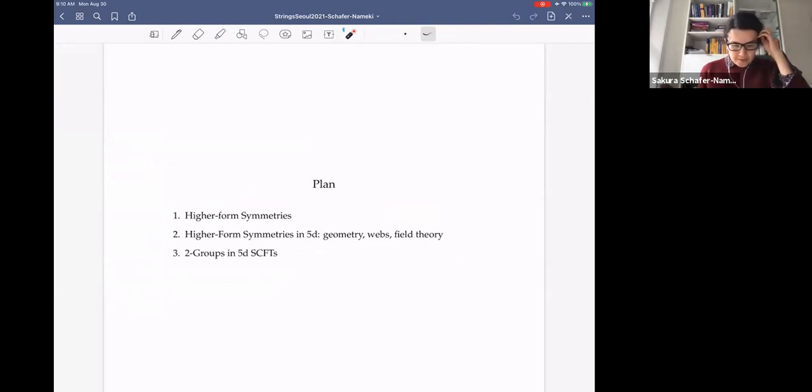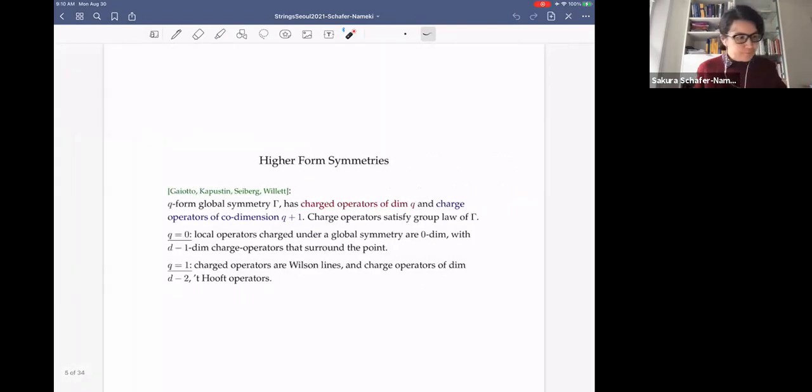Okay, what's the plan? I'll just discuss a little bit of background on higher form symmetries and then discuss them in 5D, how we see them from the geometry, webs, the field theory, and then finally, this two-group story. Are there any questions so far?